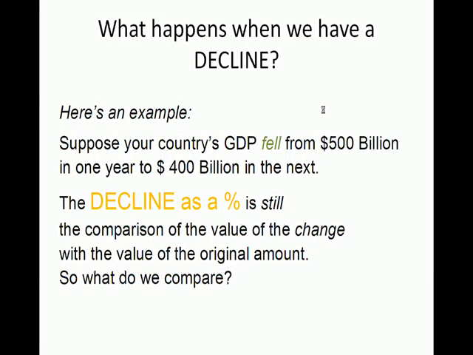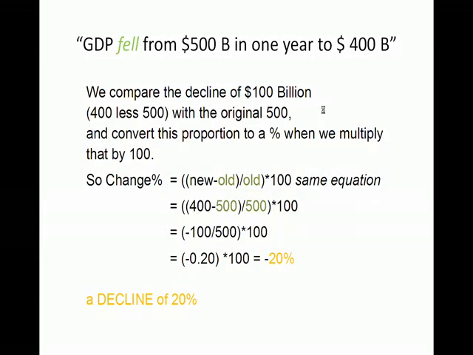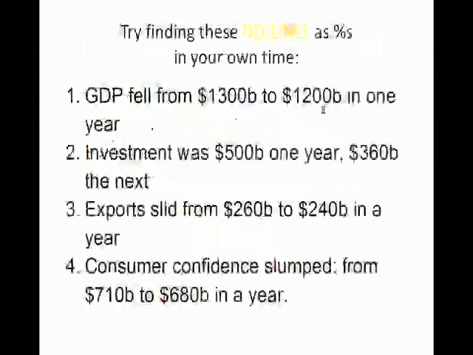So what do we compare? GDP fell. We compare the decline of 100 billion, not with the 400, but with the original 500, and convert this proportion to a percent when we multiply that by 100. So change is still new minus old divided by old times 100, which is minus 100 divided by 500 times 100, which is minus 0.2 times 100, which is minus 20%, a decline of 20%.